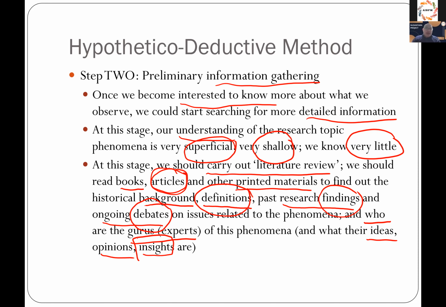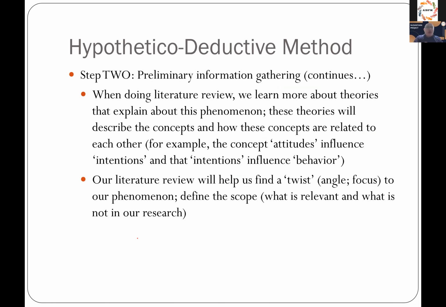So we need to gather the data or information through books, articles, or printed material. Then when we do a literature review, that means we start to read the articles and learn more about theory. They will usually state the underlying theories that they use. This theory will describe the concept. Concept, you can understand it as variables. They will describe the variables and how these variables are related to each other. So you don't only know what their opinion is, you can also know what theories they use.